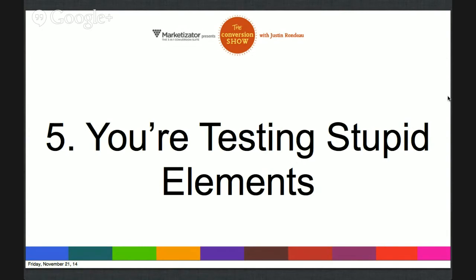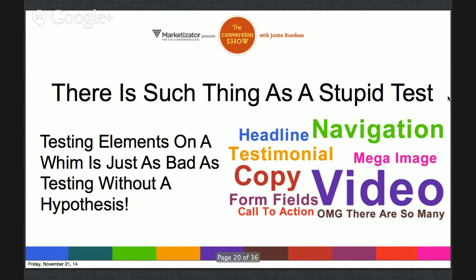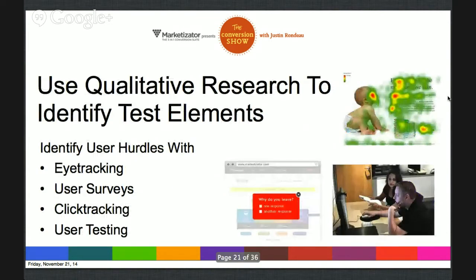And the way to figure out behavior isn't just by going through analytics. You have to use qualitative research to identify these test elements. These things include eye tracking, user surveys, click tracking, user testing, looking at scroll maps. Anything like that will give you more insights into why people are acting the way they are when you see it in the analytics. So the analytics show you what's happening, and the qualitative is going to give you the why. Yeah.